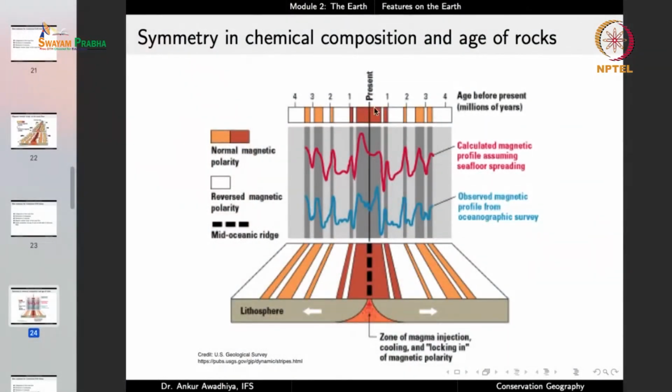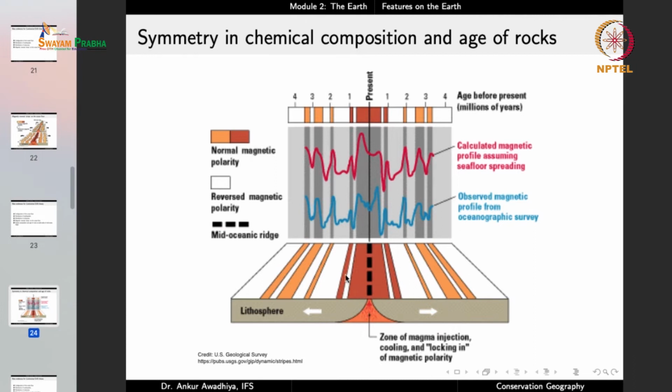Well, one thing is that if something is formed here and then later on this portion splits so that half of it moves this side and the other half moves this side, then it is possible. So, for instance, if this is the zone where magma is getting injected, it is cooling and it is locking in the magnetic polarity. And if both these regions are moving in opposite directions, so this portion is moving to the left, this portion is moving to the right. Now in that case, when any rock gets formed here, then it will split into two parts. One will move to the left, one will move to the right.